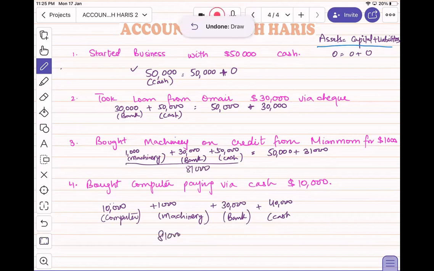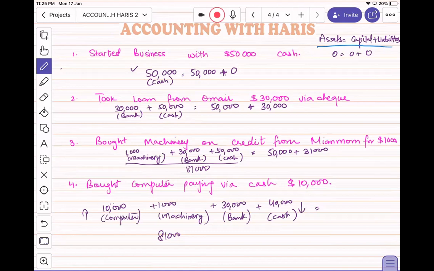So what has happened is your cash reduced by $10,000, but you got another asset which is a computer, due to which your assets increased by $10,000. We didn't take anything from the owner, so the owner's investment stays the same, and we didn't buy anything on credit, so our liabilities also stay the same. So again, your accounting equation is satisfied. I hope this is understandable for everyone.